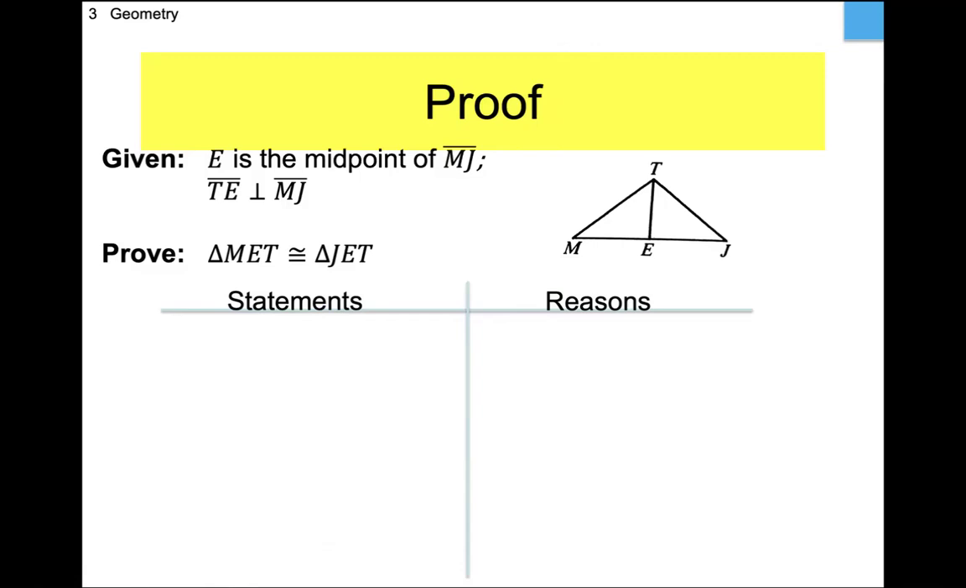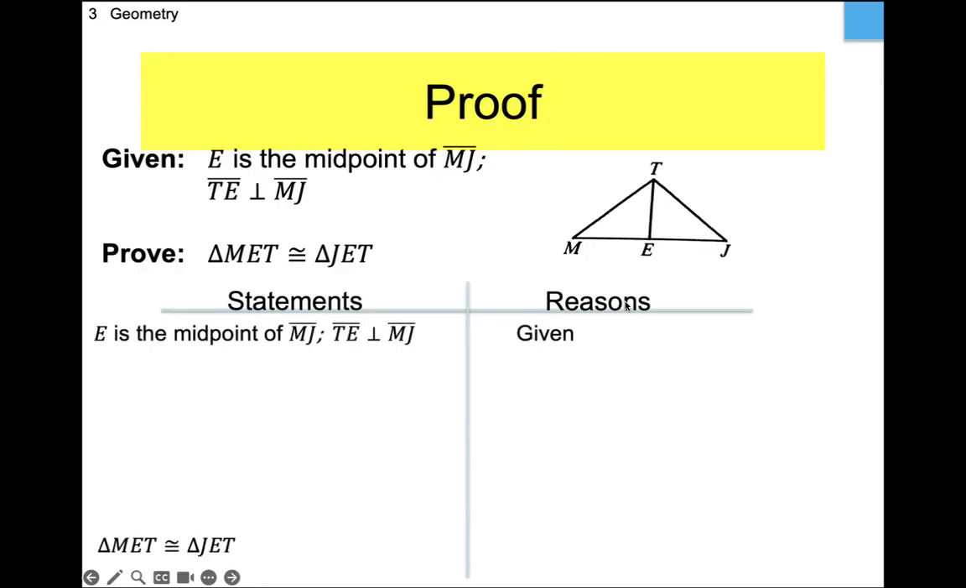Let's do one proof. I've got a triangle. It says E is the midpoint of MJ, and that TE is perpendicular to MJ. So that is my given. And what am I trying to prove? I'm trying to prove the two triangles congruent. I now have three ways of doing it. Well, technically four if we consider that ugly way. I need to show that the left triangle is SSS, SAS, or ASA, and the same thing on the right triangle. If I can show any one of those three things, then the two triangles are congruent.